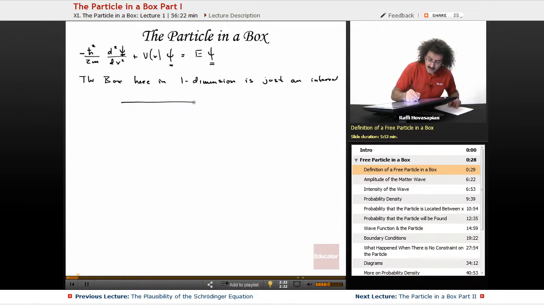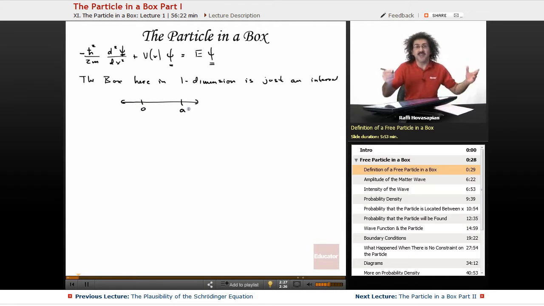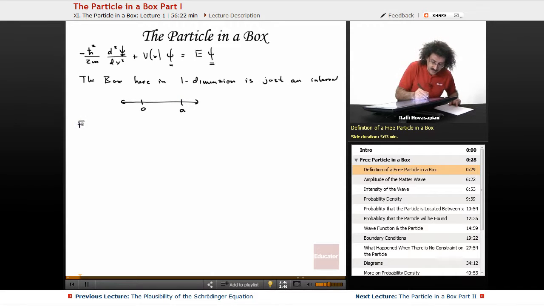So let's say from 0 to a, that's our box. The particle is going to be basically found somewhere in here. That's it. It can only be there. It can't be out here. That's all this means. Now, we're going to study the free particle constrained to lie between 0 and a. The free particle in a box.